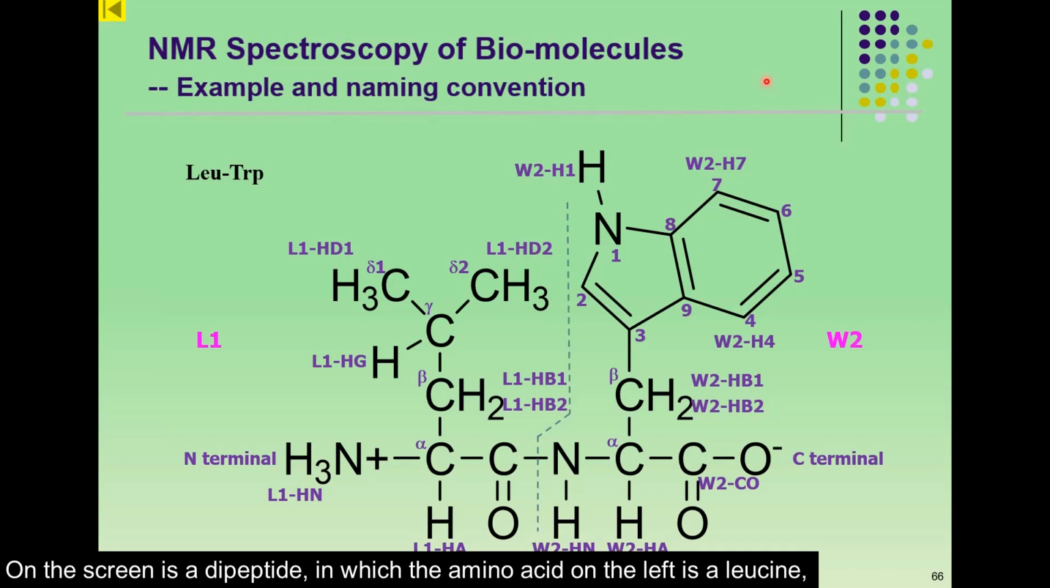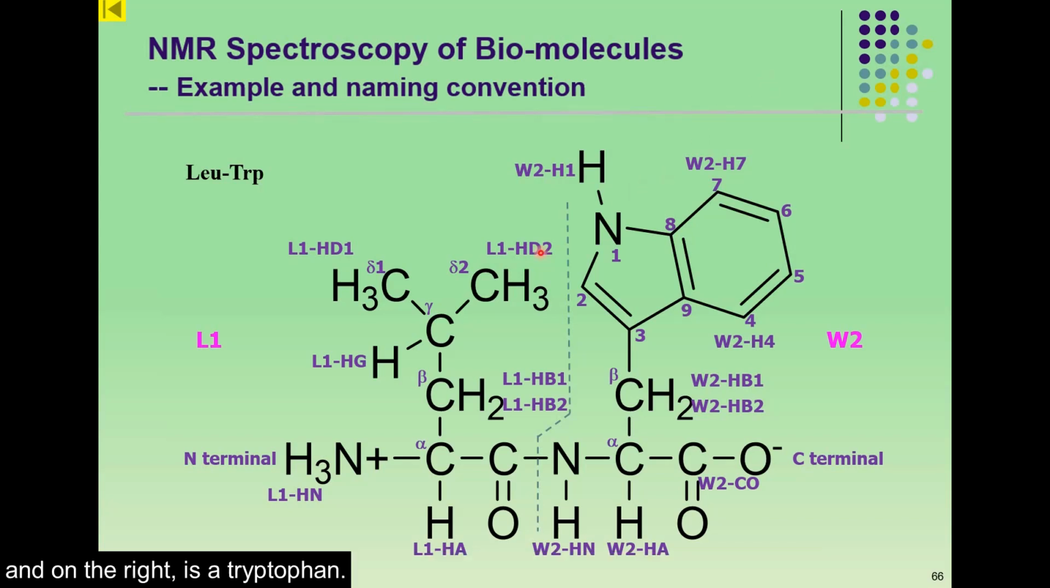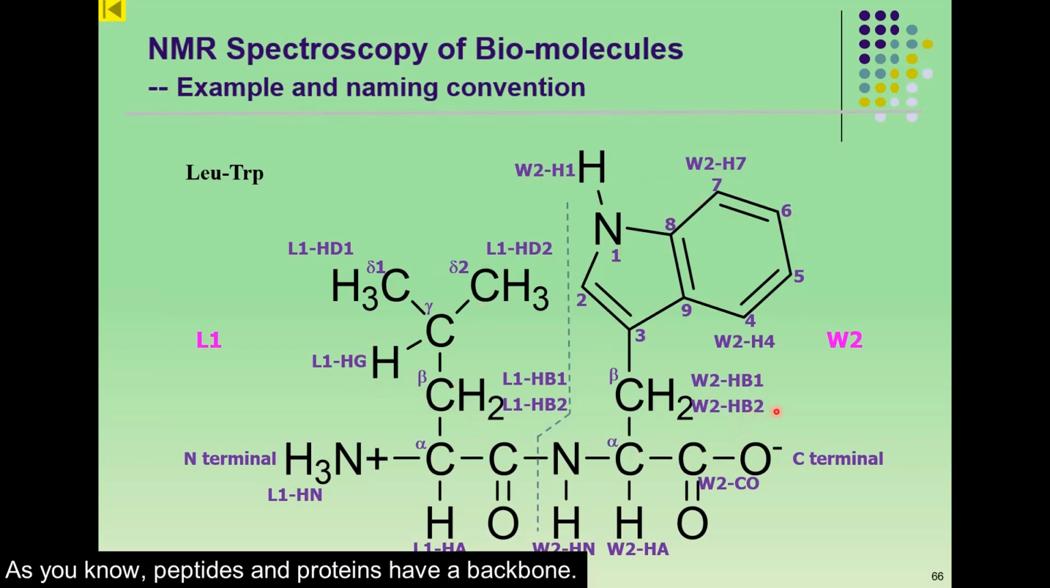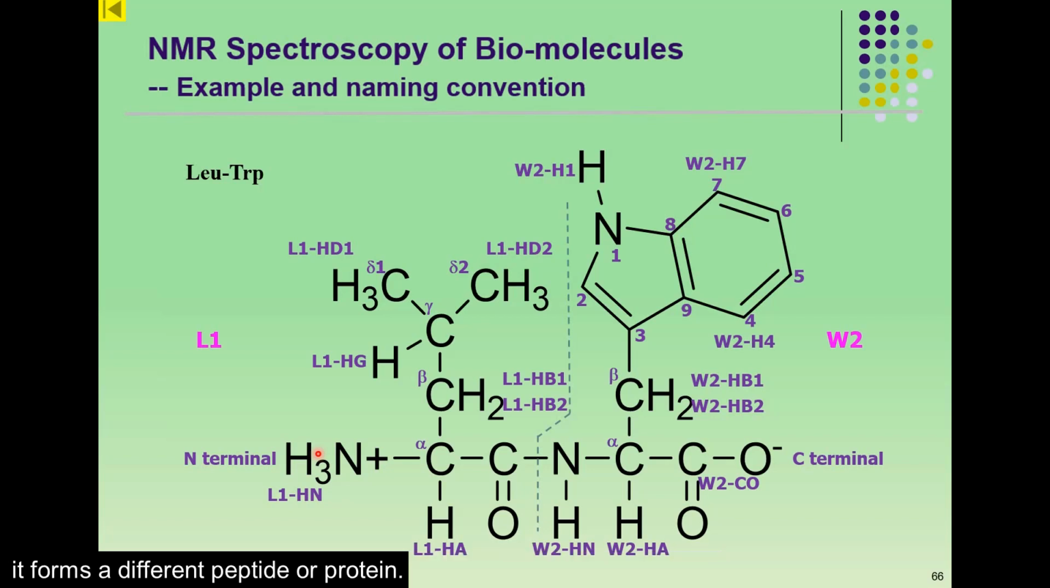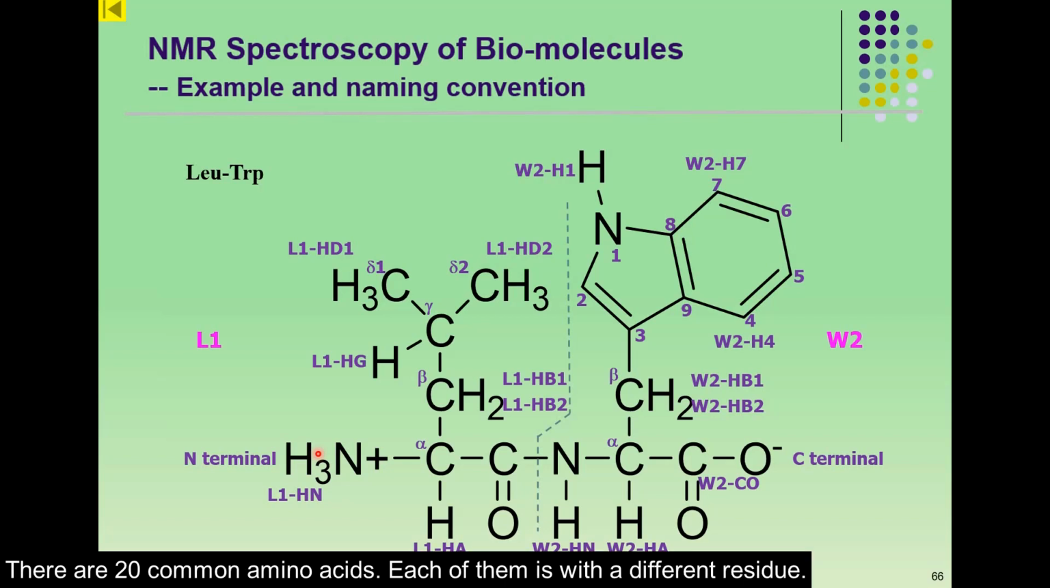On the screen is a dipeptide, in which the amino acid on the left is a leucine, and on the right is a tryptophan. As you know, peptides and proteins have a backbone. With a different sequence of amino acids chained by the backbone, it forms a different peptide or protein. There are 20 common amino acids.